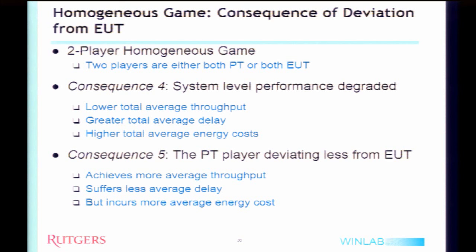Ideally, you would think that if people behave subjectively, and we have to assume everybody is behaving subjectively, that means the entire system is bad. So consequence 5 is about the two PT players in the same game. The PT player who deviates less from EUT does better in general. She can achieve more average throughput and suffer less average delay. But she incurs more average energy than her opponent.